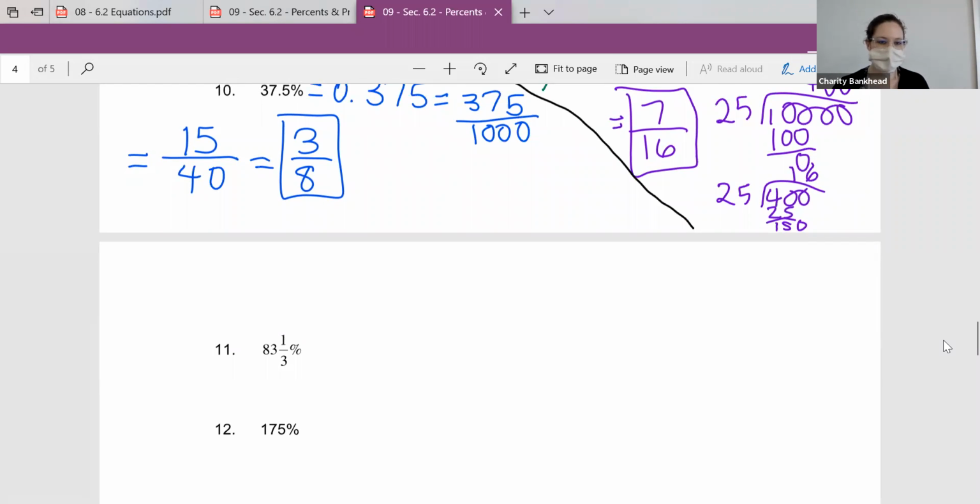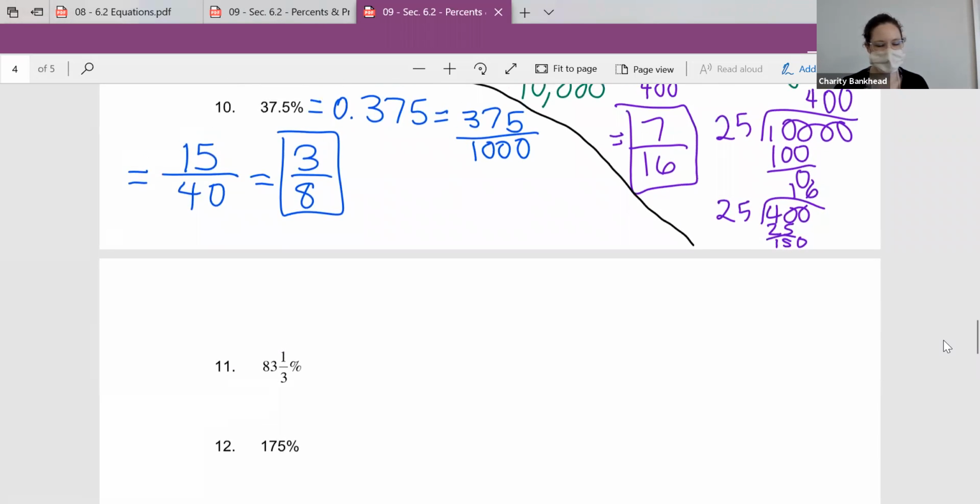All right, let's see, 83 1/3%. Our goal is to change it to a fraction or mixed number. So for this one, changing it to a decimal is not really the way to go, because it's going to be a continuing decimal. So that's where it comes in handy.